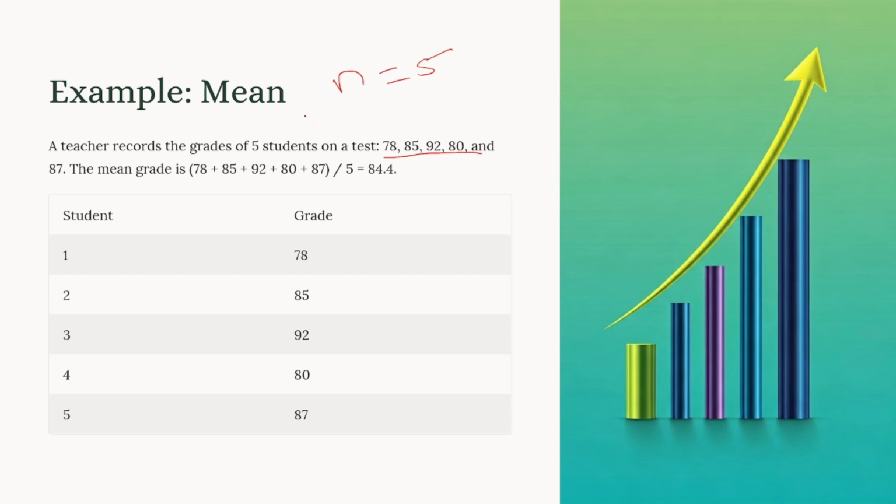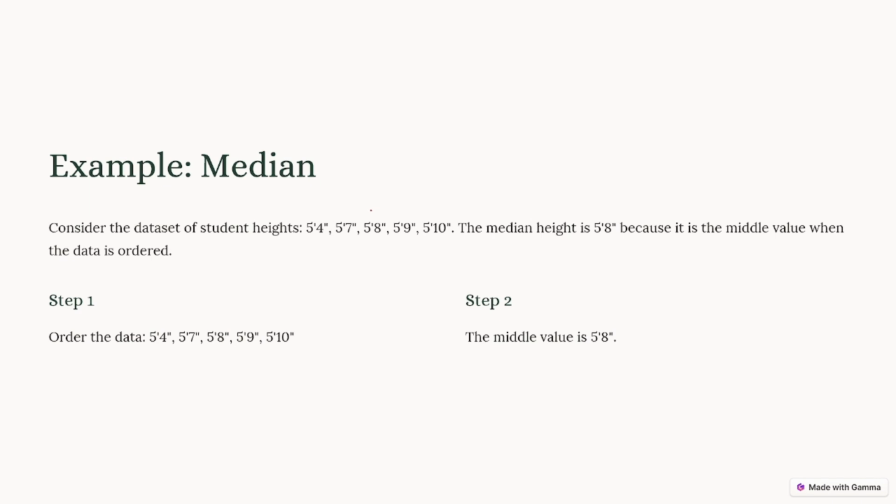So you can take the total of these numbers: 78, 85, 92, 80 plus 87. And how many numbers? 5 numbers. So this is our mean. 84.4 is our mean.